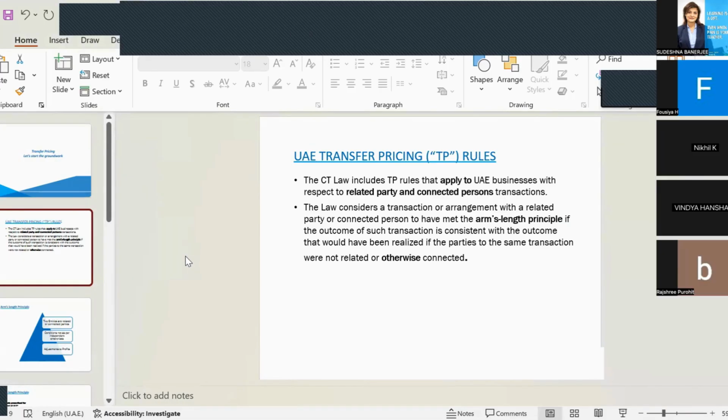In corporate tax, transfer pricing rules apply to UAE businesses with respect to related parties and connected persons. Where there is a transaction happening between a related party or a connected person, transfer pricing rules apply to check whether the transaction is happening at an arm's length price or not. Arm's length price refers to the price or rate of a transaction as if it were happening between two entities which are totally unrelated.